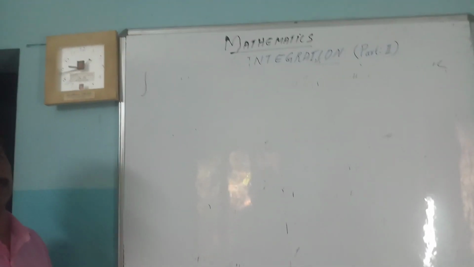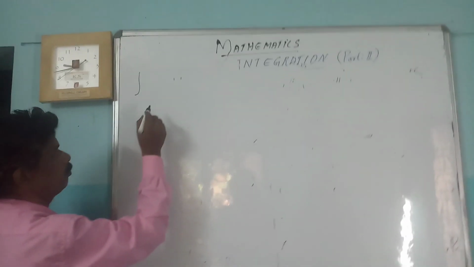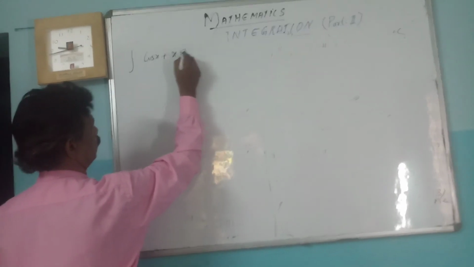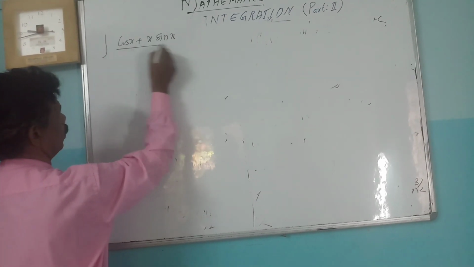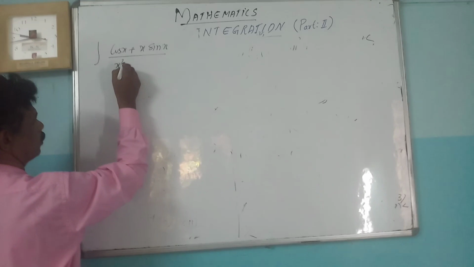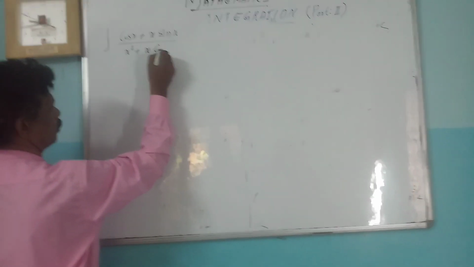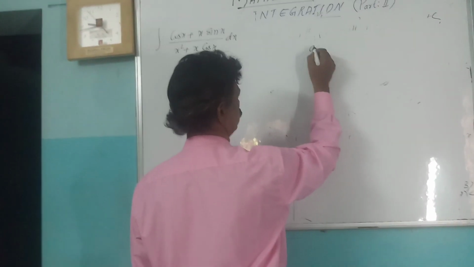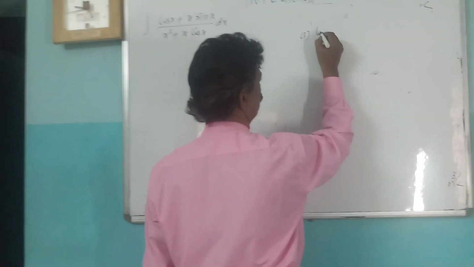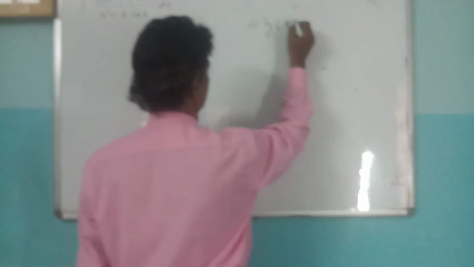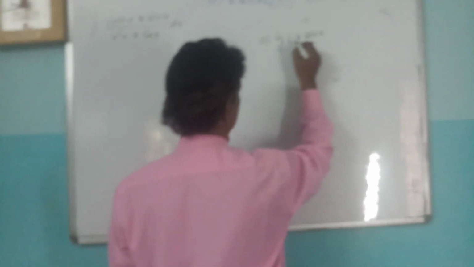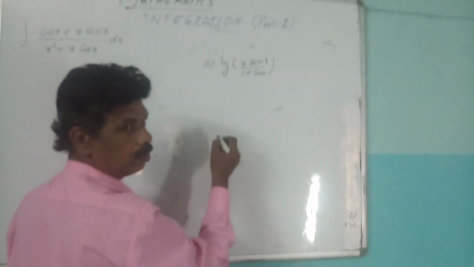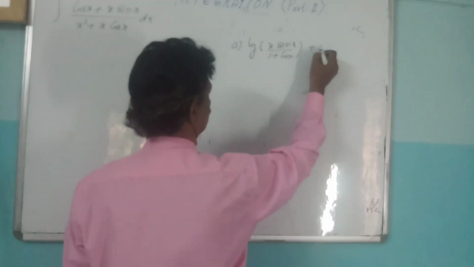Okay, next question. Integral of cos x plus x sin x, the whole divided by x square plus x cos x dx. Okay, answer. First choice: log of x sin x by 1 plus cos x plus c.